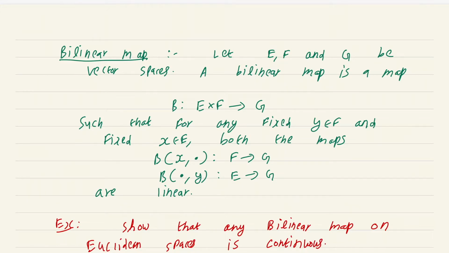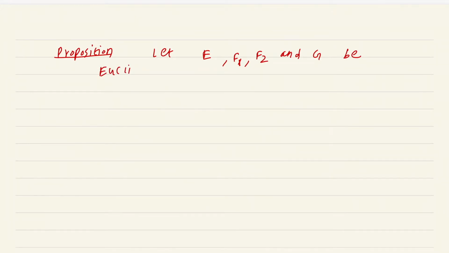Okay. So now with the notion of bilinear map at hand, we can state and prove a very simple product rule. It's quite general, but at the same time the proof is not hard. So the setup is, let E, F1, F2 and G be Euclidean spaces and B from F1 times F2 to G be bilinear. Let this be bilinear.